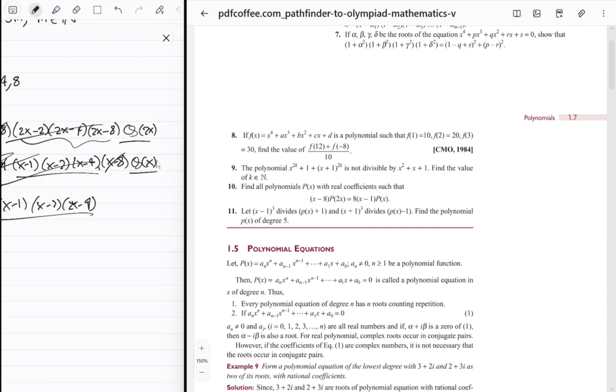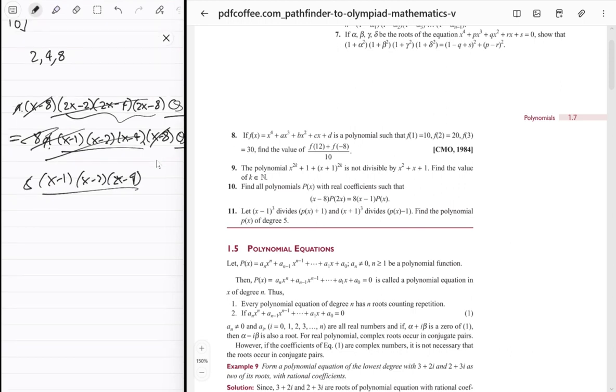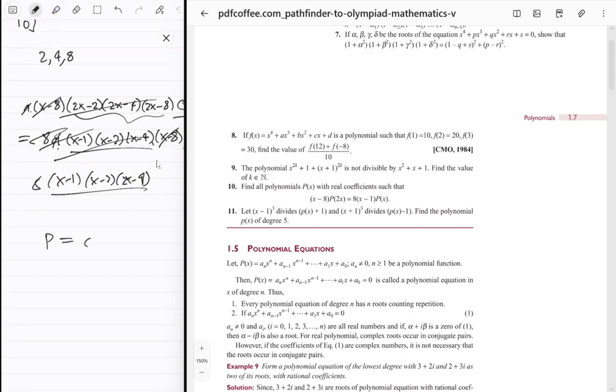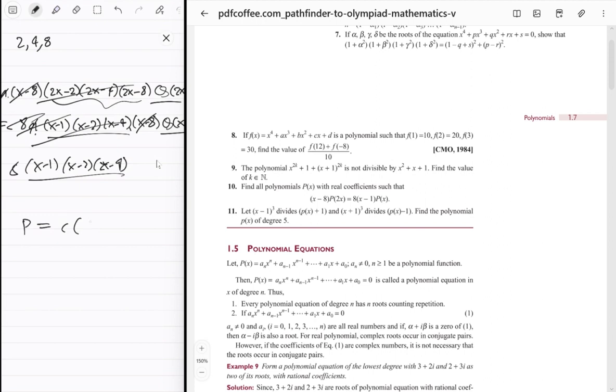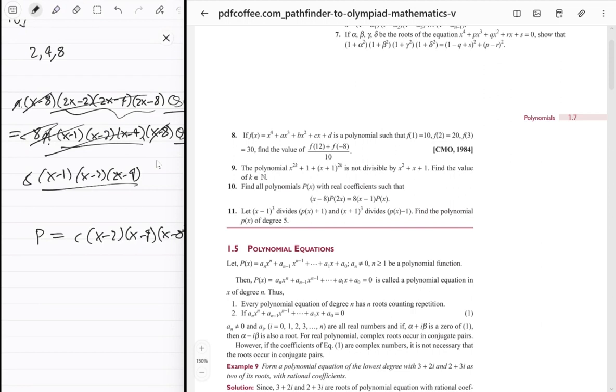So there we go. Our p is just of this form. It's a constant. And since you have this a and stuff, you can assume q to be monic or whatever. So the thing really is that p is just equal to a constant times x minus 2, and then you got x minus 4, x minus 8. That should be doing it. That's what p is. So you got all polynomials, and that should do it.